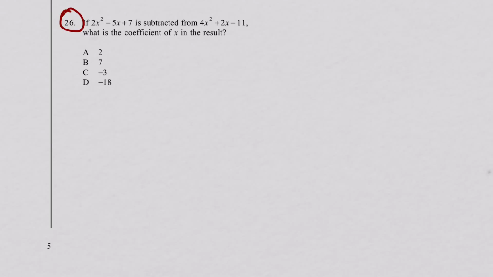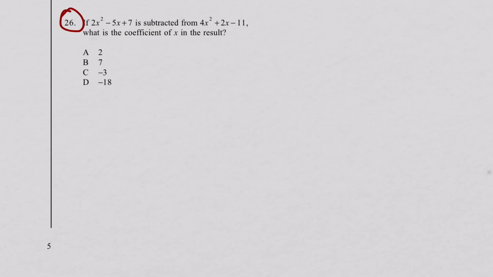Okay, I'm moving on with number 26. If 2x squared minus 5x plus 7 is subtracted from 4x squared plus 2x minus 11, what is the coefficient of x in the result? So here it's telling me to subtract. You got to make sure you pay attention to which one is being subtracted from which one. It's this one minus this one, because it's saying that this is subtracted from this one.